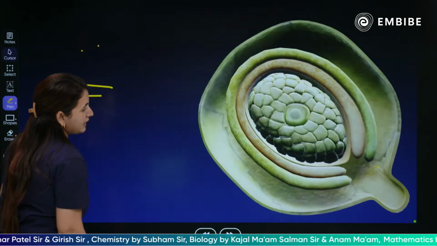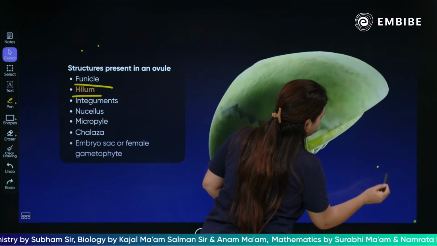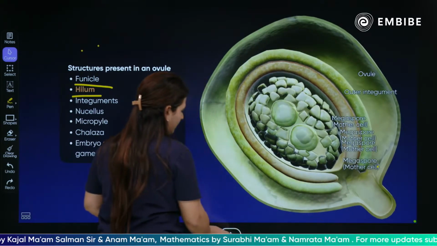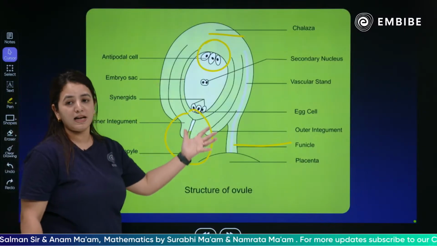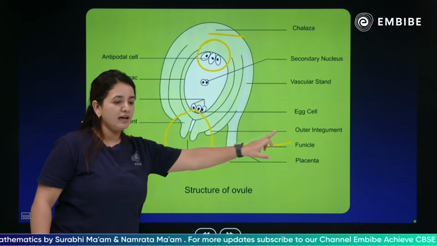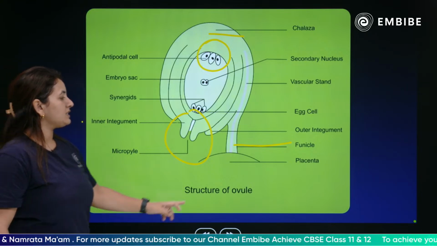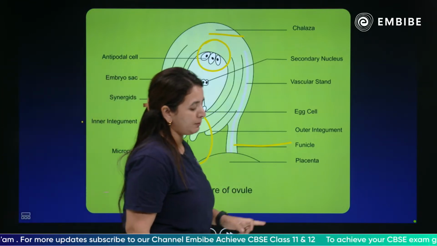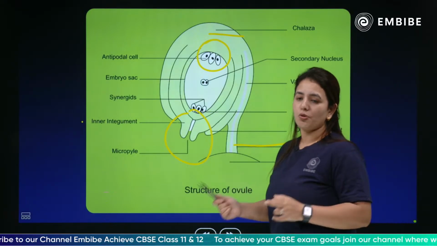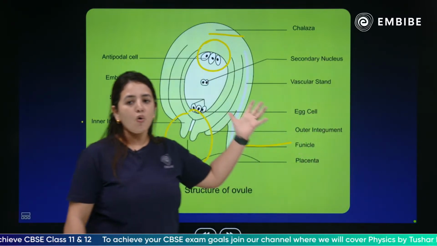That is what is your funicle. If you could see clearly, since it's a 3D structure, this short structure basically represents the funicle, but since this diagram is more clear, as you can see, there is this egg cell, there are polar nuclei, and there are outer integuments and inner integuments. Okay, and there is a placenta present. You know that placenta is basically attaching it to the megasporangium. Clear, children? So this is the structure of the ovule.